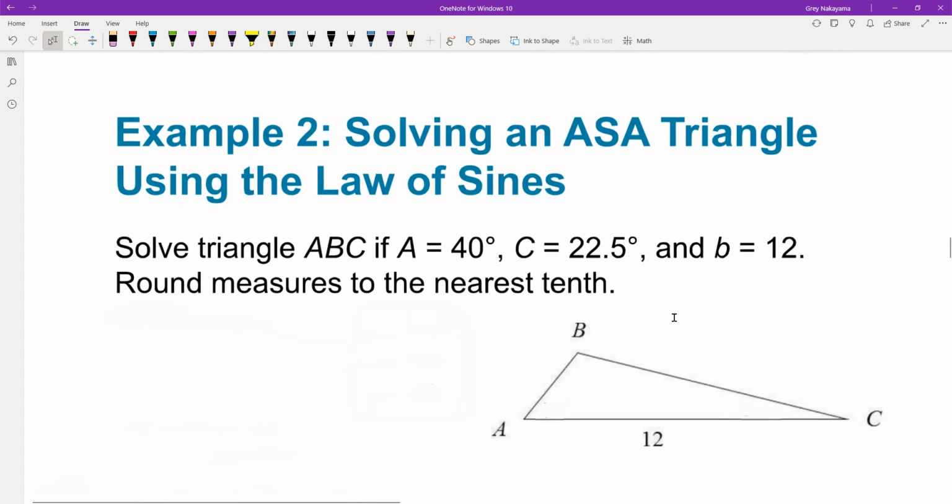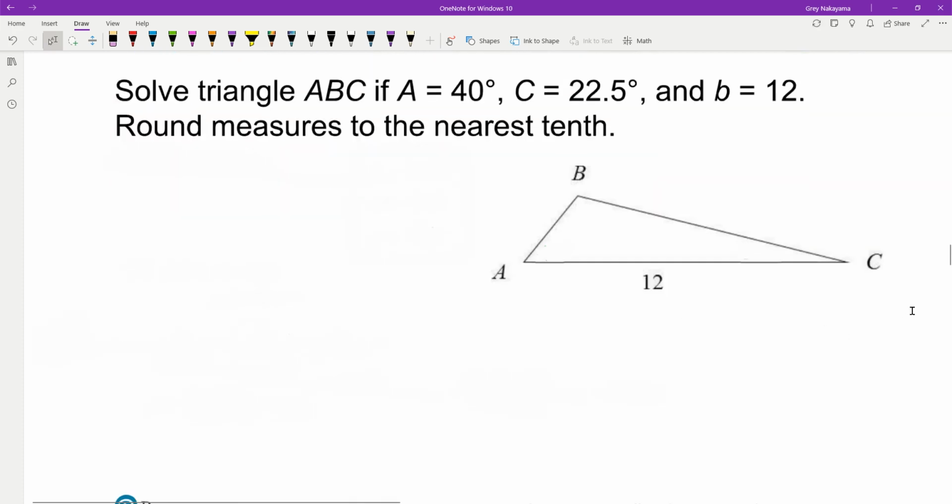Let's look at this next one. All right, it is a little bit different. Still, we have a triangle ABC. If A is 40 and C is 22.5 and little b is 12, what do I have to find? I've got to find the angle B, and I have to find little a and little c. And when I find all those, then I will have all my answers. So, first and foremost, that angle. If I know two angles, I can always find the third.